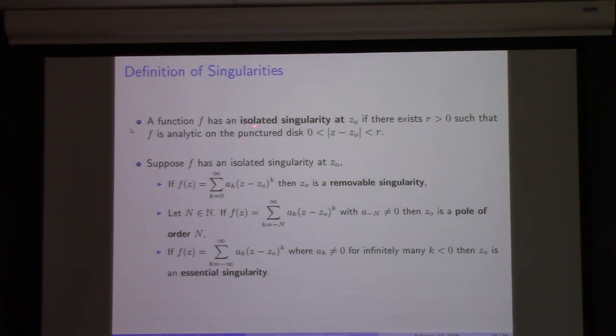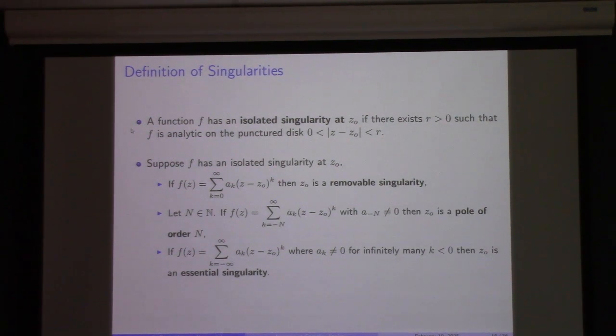This is what it takes for the singularity to be isolated. All right. So there's basically 3 things that can happen for an isolated singularity, because we can look at the Laurent series decomposition of it close to the point. The first is that there are basically no reciprocal terms in the expansion. That would be the removable singularity.